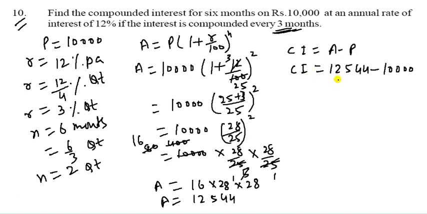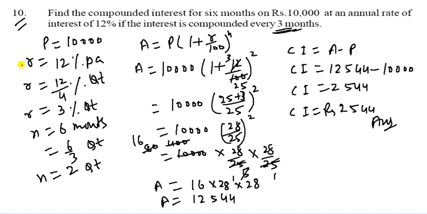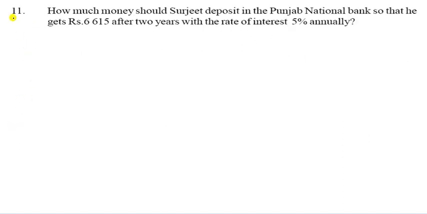Yes, your amount will be equal to 12,544. Now find the compound interest. It is CI = A minus P. So 12,544 minus 10,000, we get 2,544. So that is the compound interest. So you can say compound interest is rupees 2,544. So that one is your answer.